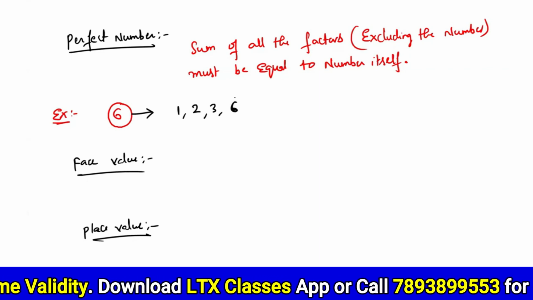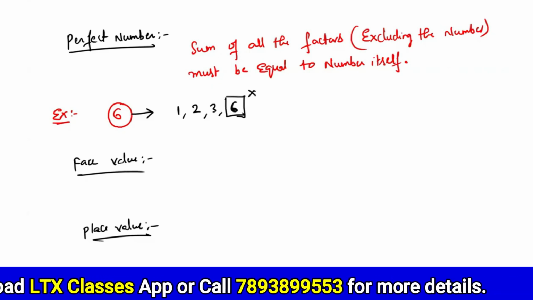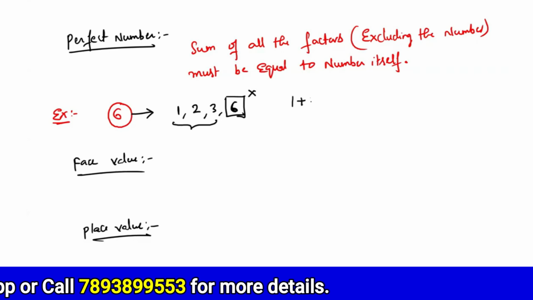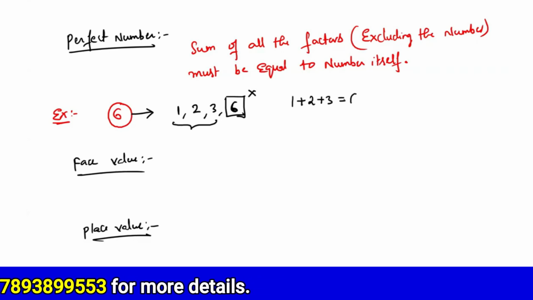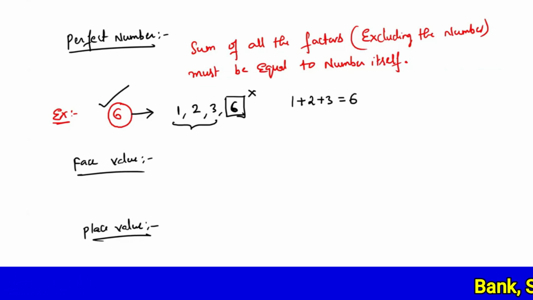The number itself will always repeat in the factors. We will leave that number. And now add all these numbers, 1, 2 and 3. 1 plus 2 plus 3 is how much? It is 6. So definitely the number 6 will be considered as a perfect number.